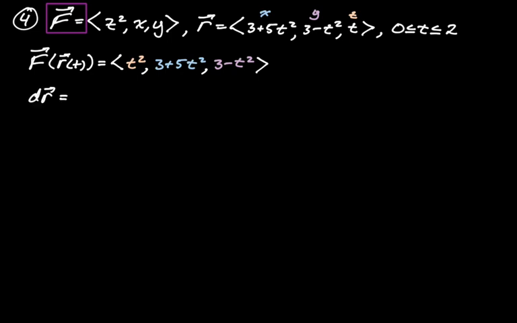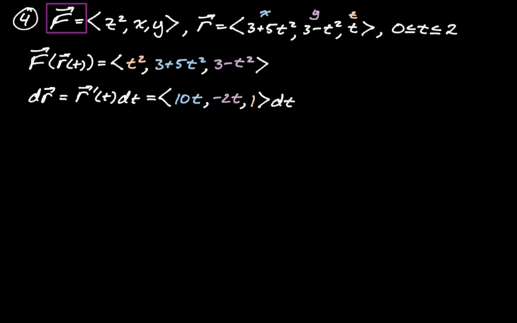Remember my caveat here: when you're finding r prime of t dt, don't do it based on f of r of t, which I do a lot, which is why I'm reiterating not to do that. So we're going back up to r, and it will just be each of the derivatives. So we're going to get 10t, a negative 2t, and then a 1. And then don't forget dt.